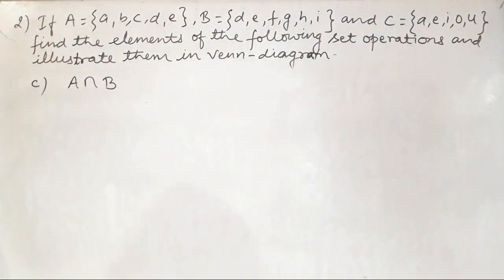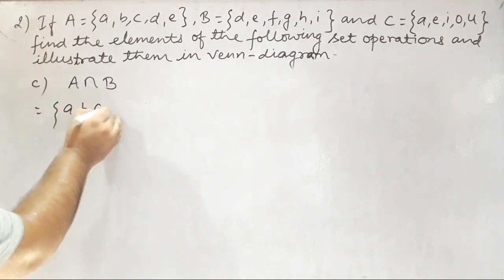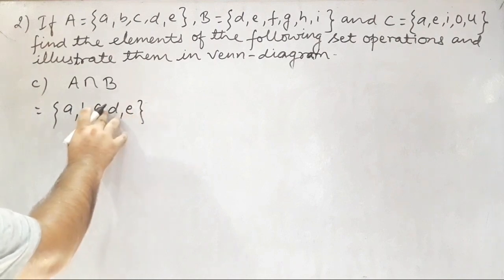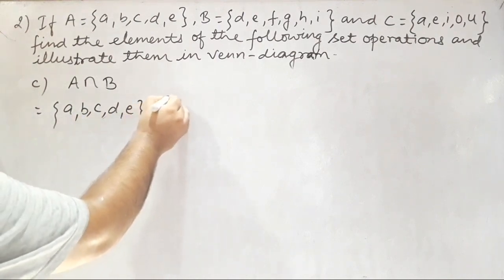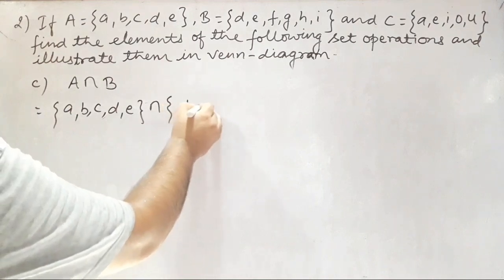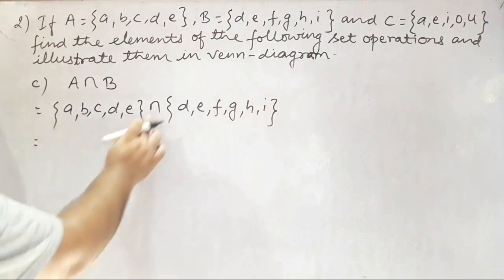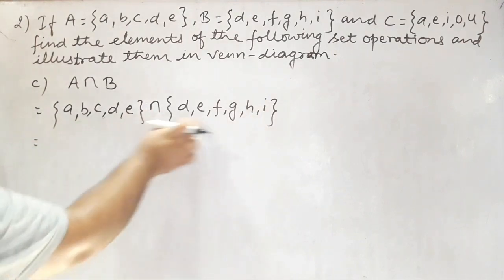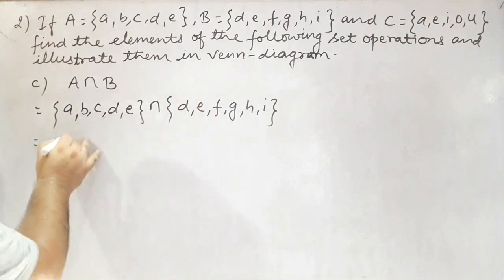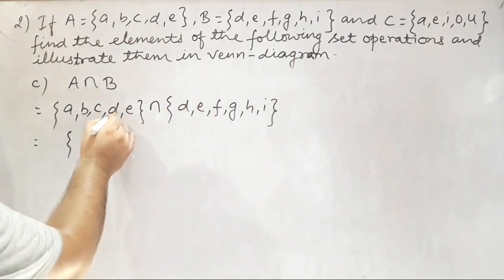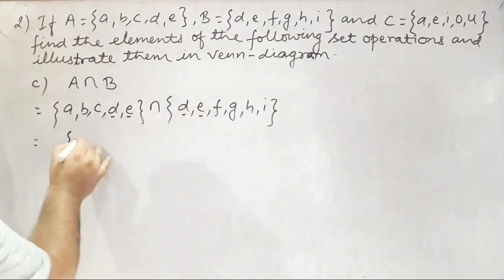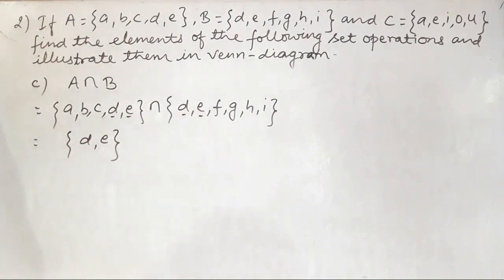The next question, A intersection B. The elements of A are A, B, C, D, E, intersection the elements of B: D, E, F, G, H, I. Since there is intersection, we shall write the common elements between these two sets. What are the common elements? The common elements are D and E. So for A intersection B, we got the common elements D and E.